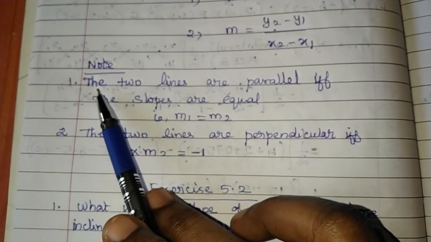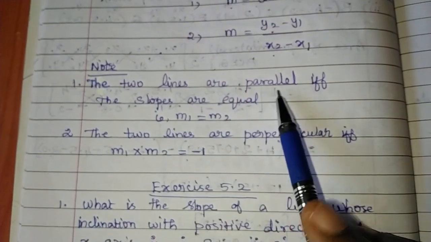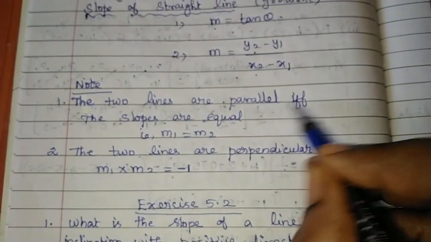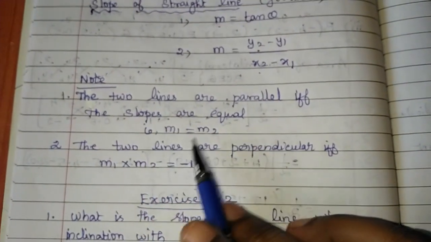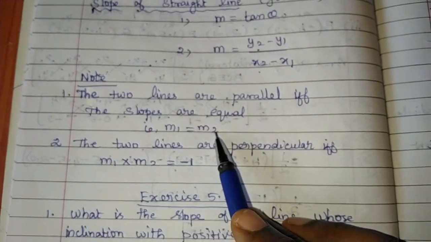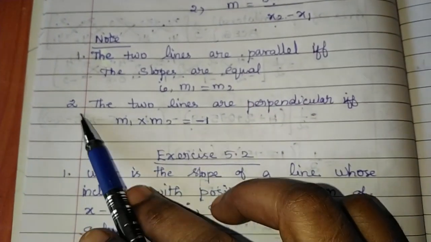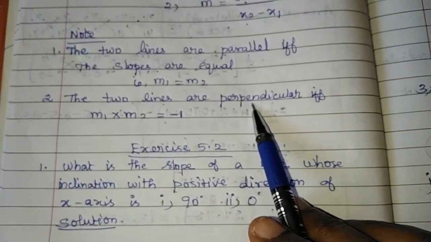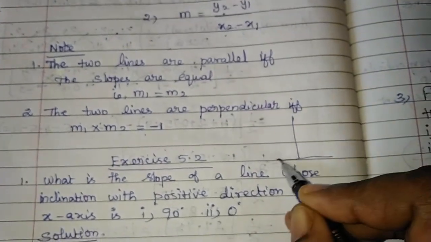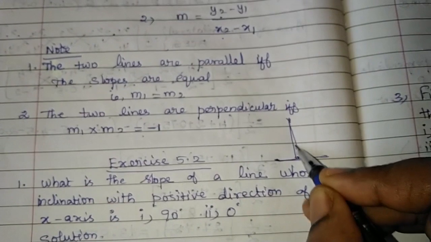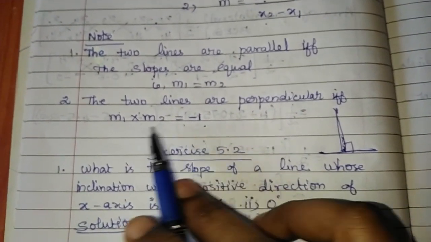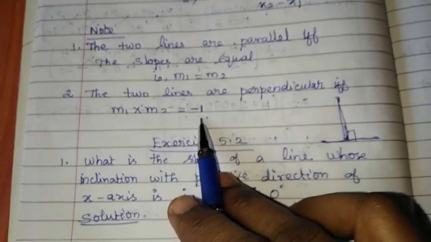One note is there. The two lines are parallel if and only if the slopes are equal, m1 equal to m2. Second point, the two lines are perpendicular. The formula is m1 into m2 equal to minus 1.